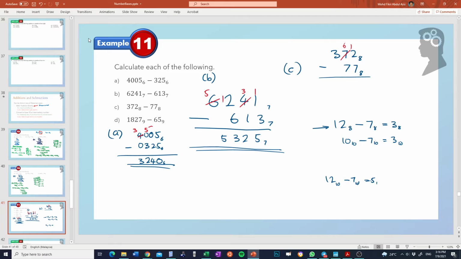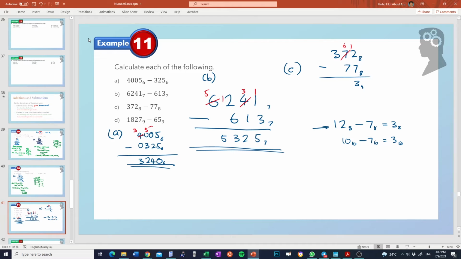Dia bukan 5 sebab dia base 8 number, bukan base 10 number. Kalau base 10 memang 5 base 10. Tapi this is not. Okay? Because 1 in base 8 is 10 base 10. Okay, so the answer is 3 here. 3 base 8. Alright.